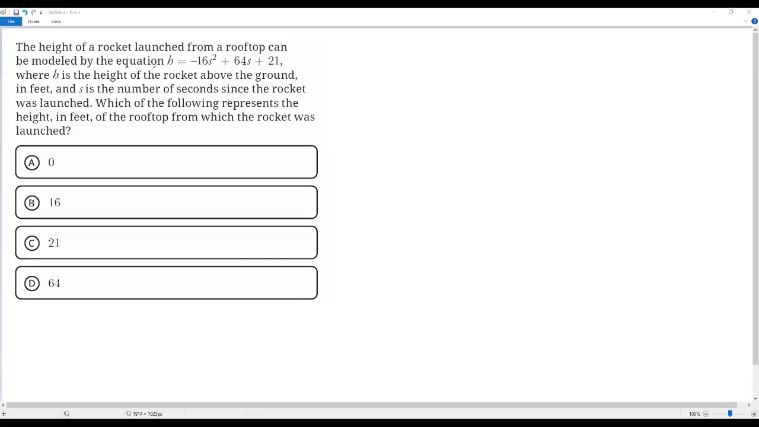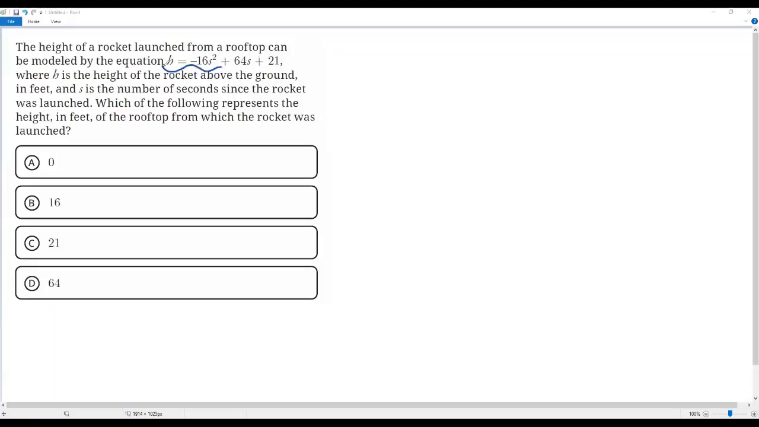Okay, so whenever we have this kind of question where we have a function which represents the height of a particular object, and we just want to know the height from which the object was launched, that height is nothing but the height of the rooftop. So to know that, we have to find the initial height. So how do we find the initial height?